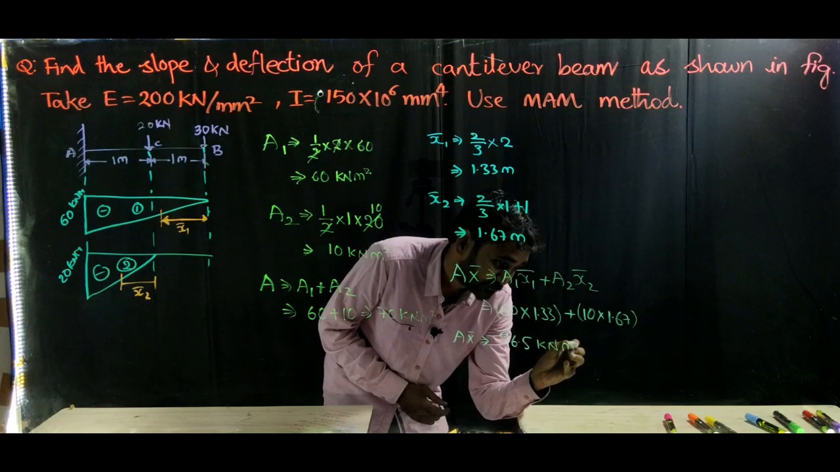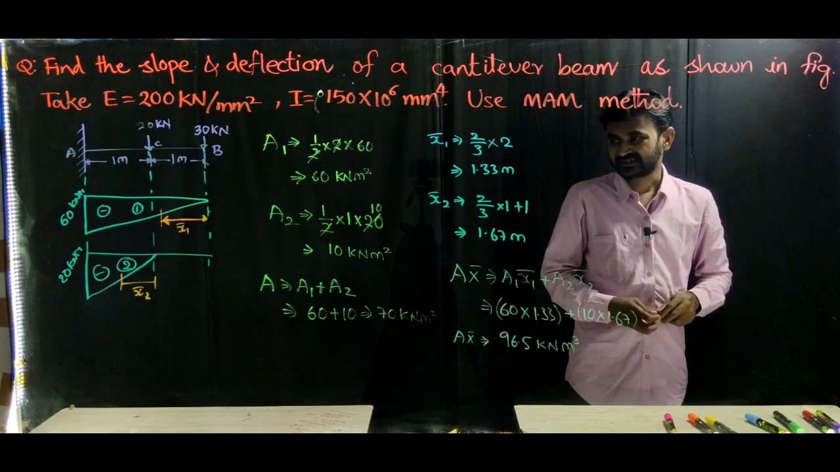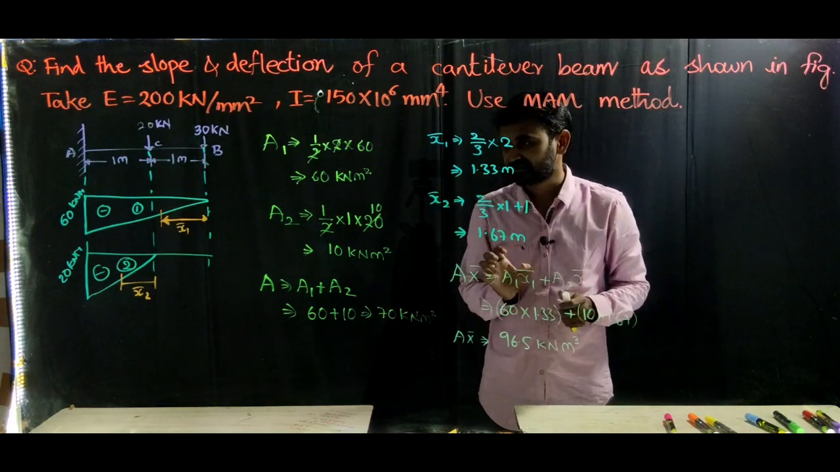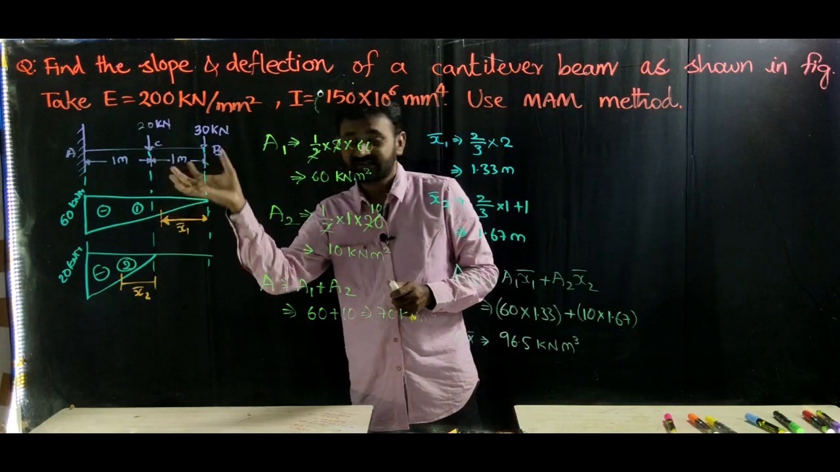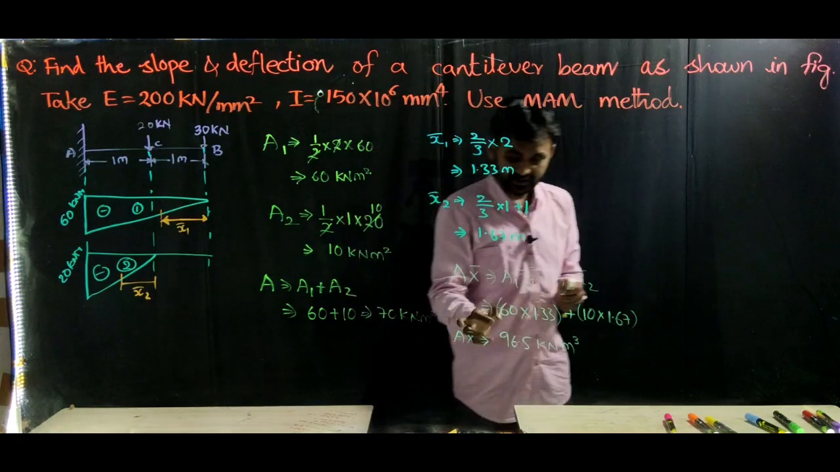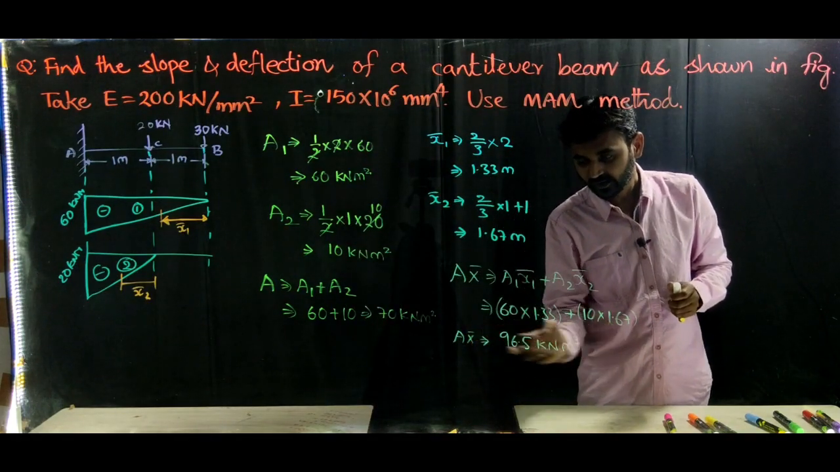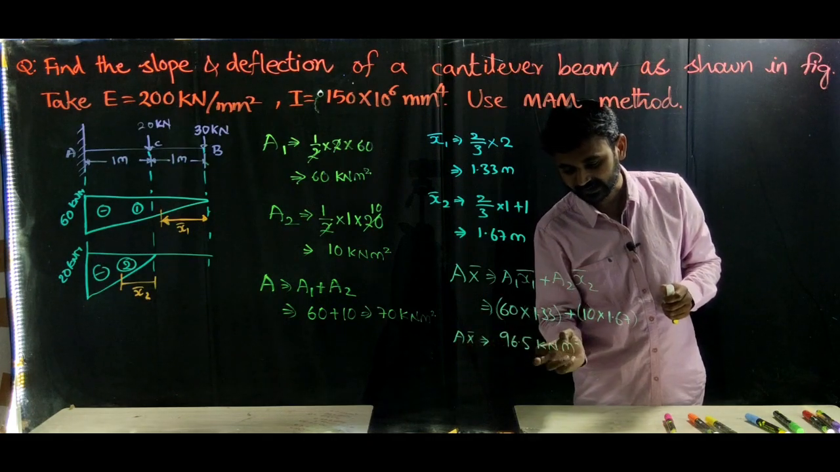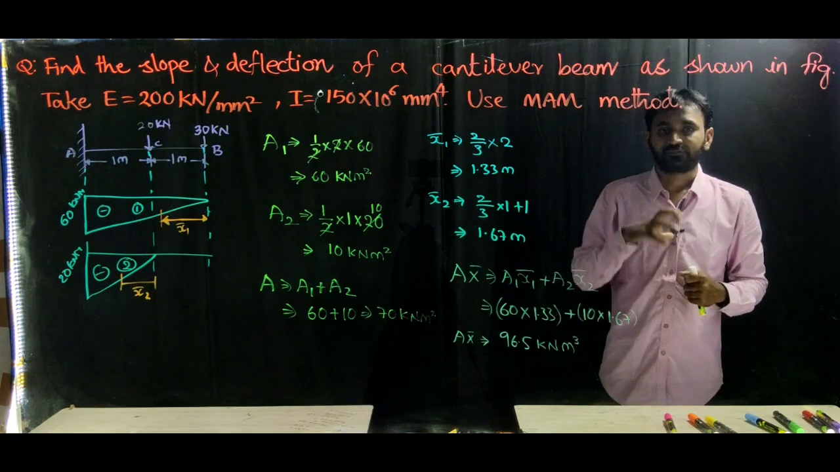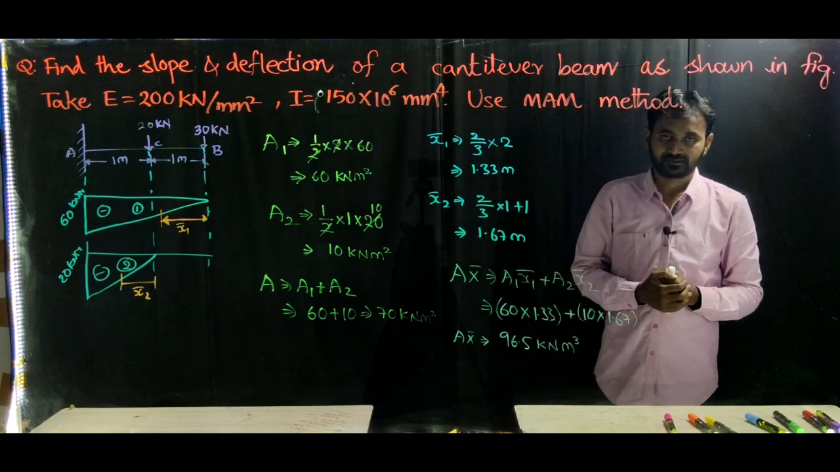kilonewton meter cube, right? When you see the formulas, if it is only x, it is a distance, so meters. If it is areas, meter square. If it is bending moment areas, this is kilonewton meter square. It is bending moment area into centroidal distance, so kilonewton meter cube. For this meter square, one more meter is added, so it turns into kilonewton meter cube. So the units are very, very important, right?